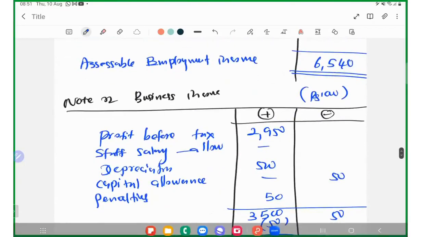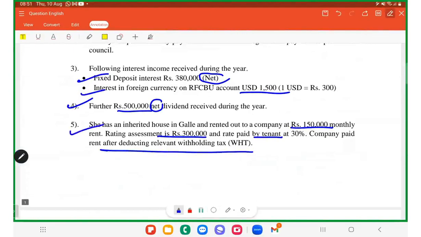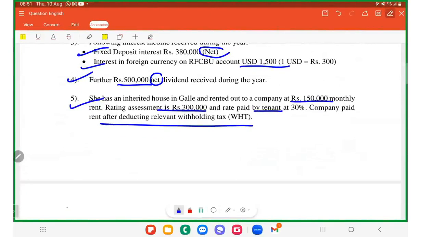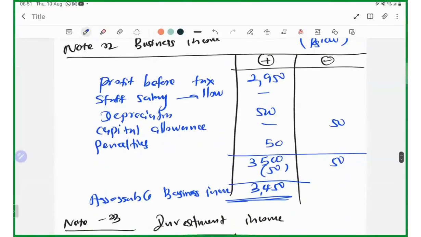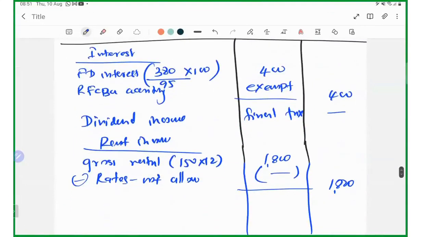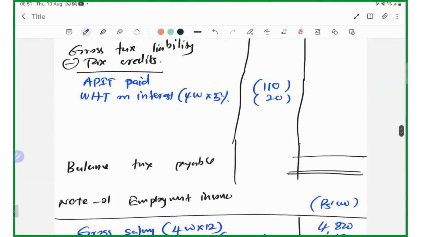Right. So what are the other available information? We already completed that. And not only that, the company paid rent after deducting the relevant withholding tax. That means Dasuni, as an individual, paid withholding tax on this rental. Why? Because you know the withholding tax on rental only applies if your monthly rental is more than 100,000. So here it is 150,000 monthly rent, so you can pay that withholding tax. So the withholding tax on rent is how much? 1,800 into 10%. So 180.